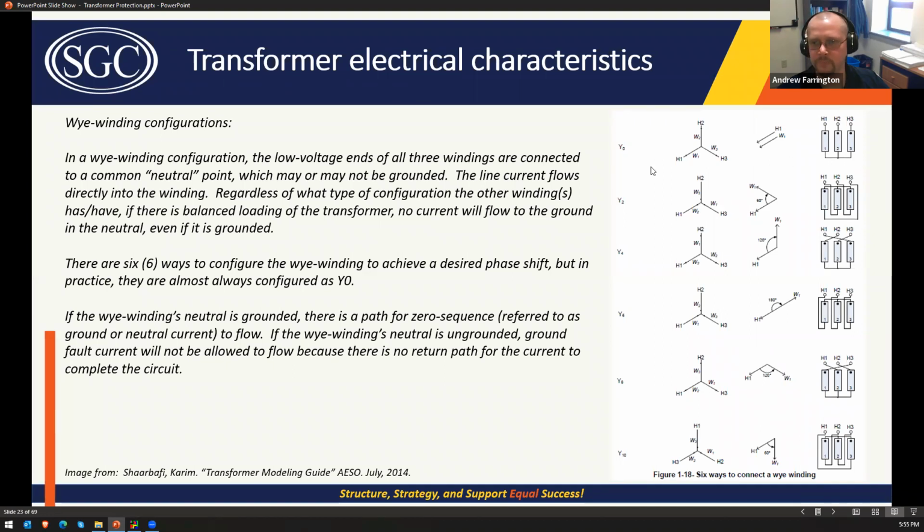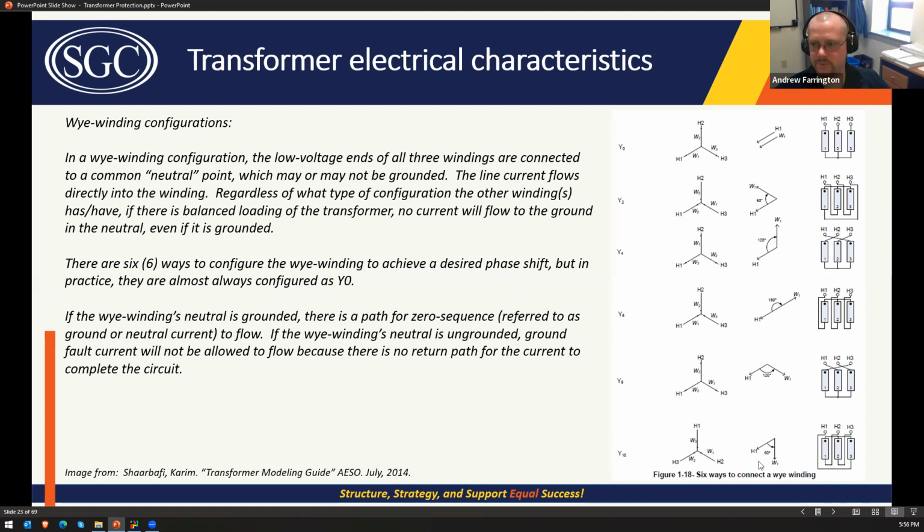And then regardless of what the other winding is on the low voltage side, if there is balanced loading of the transformer, no current is going to flow into the neutral, even if it's grounded. If it's imbalanced and it's grounded, then you're going to see that zero sequence current going through the grounded neutral.